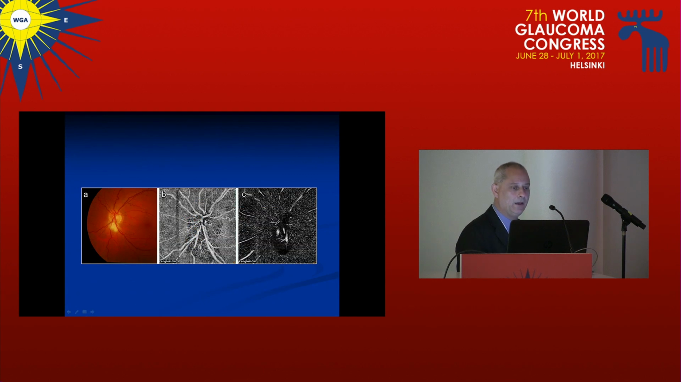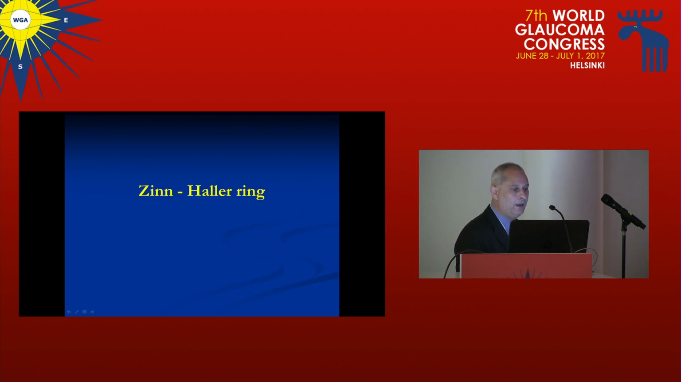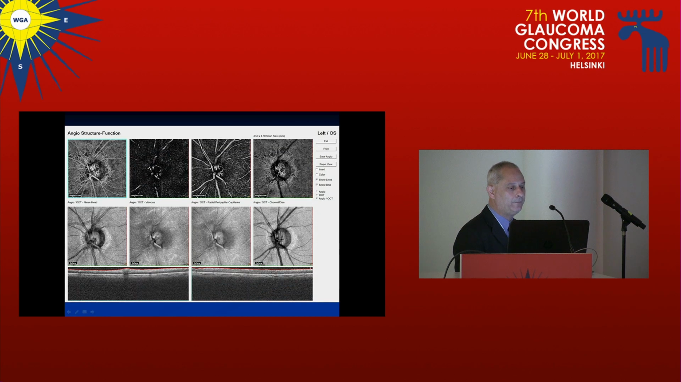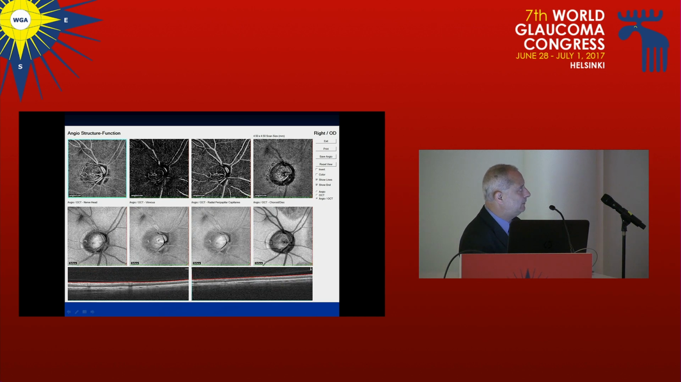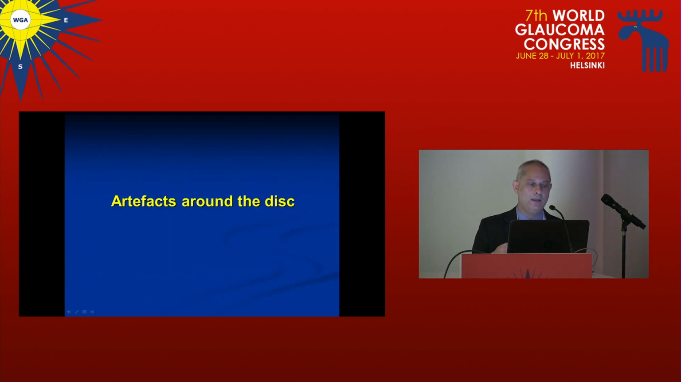This is another case with exactly the same findings. A few words about the Zinn-Haller ring, which is a natural structure supplying the optic nerve head with arterial blood flow. Usually this is segmented, not in all cases. This can be picked up very easily. This is a no problem case. This is normal.